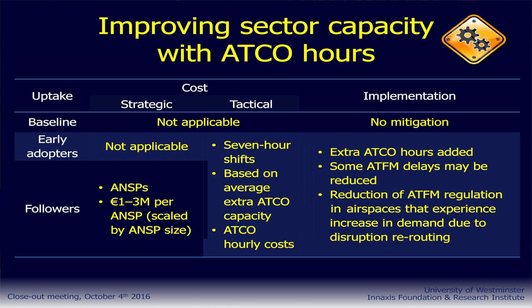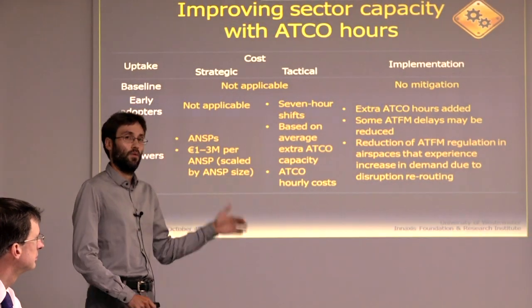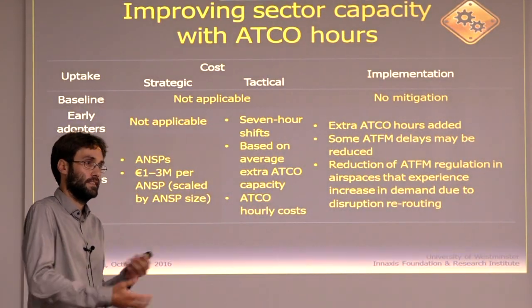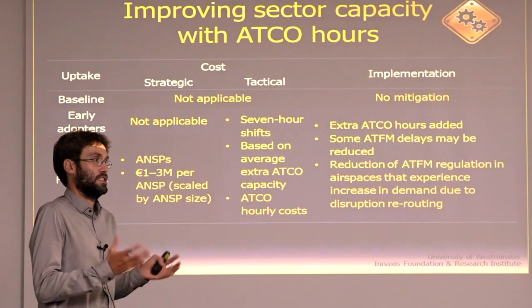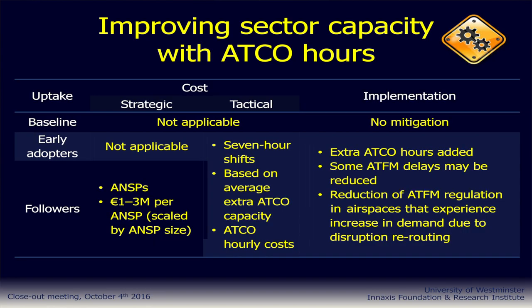As you can see, for the improving sector ADCO hours mechanism, in the baseline we are assuming that the NSPs are not implementing these mechanisms, so there is nothing to do. We are just going to run the disruptions as nowadays. What the mechanism does is that we are assuming that some of the air traffic flow management regulations that exist could be mitigated if the NSPs had a better system to manage the staffing, such as regulations that are triggered due to a staff shortage. Those types of regulations can be mitigated if we have the mechanism in place.